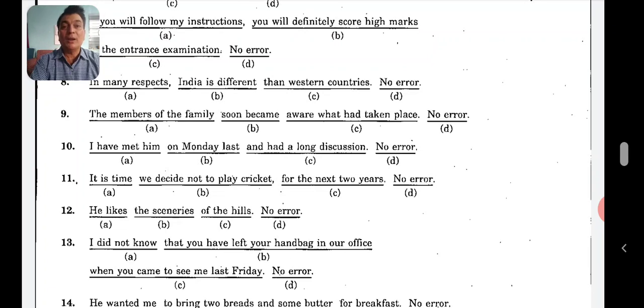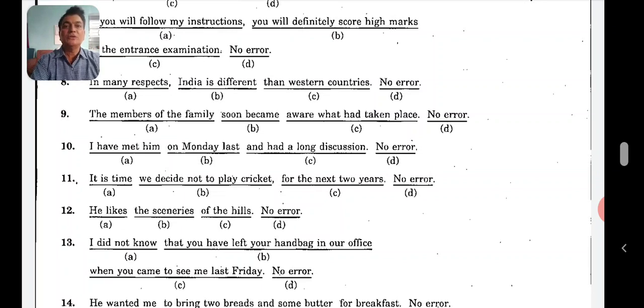Here "Monday last" is given. So what should be the first part? I met him on Monday last. Now, when "Monday last" is given, remember that it will always be simple past tense, or what we call past indefinite tense. I met him on Monday last. You shouldn't use "have" there.